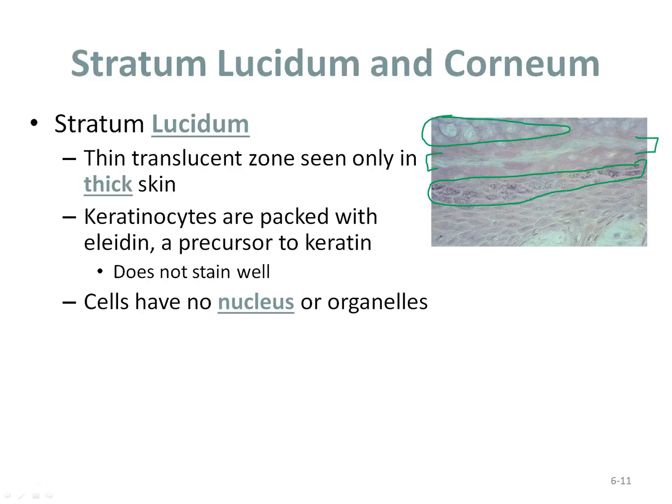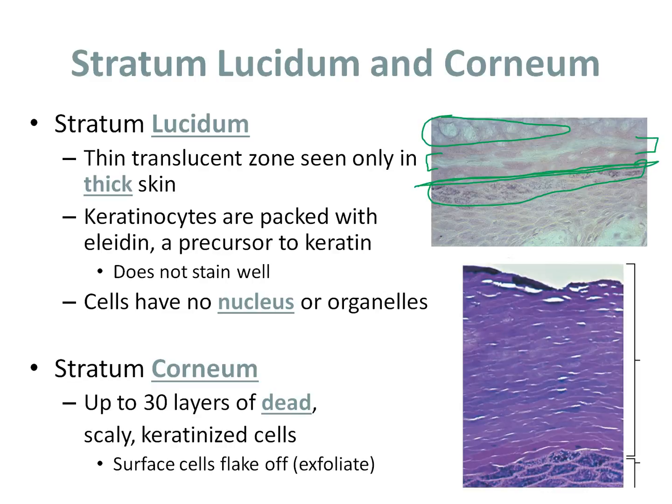In this layer, the keratinocytes are packed with eleidin, a precursor to keratin. It doesn't stain well, which is why we get that clearish looking layer. The cells have no nuclei or organelles because the stratum granulosum layer has cut off the nutrient supply.